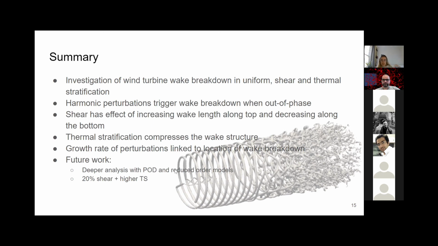And I'm continuing this work by going further into the POD to really see how specific locations and specific coherent structures lead to the breakdown. And I'm also going to look at some different shear levels, specifically 20% shear, and we're going to look at higher thermal stratification, potentially an unrealistic value, just to see what effect this has when it's really exaggerated.